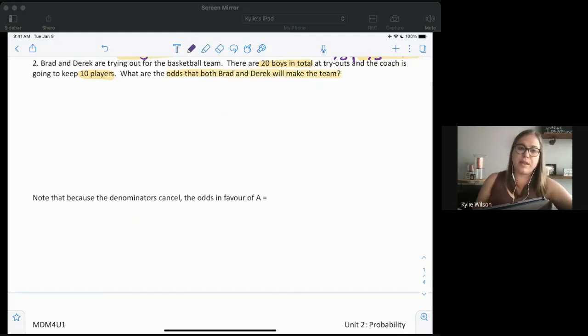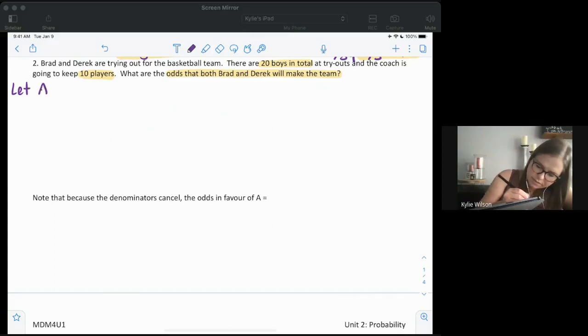So we want to determine the probability that both Brad and Derek make the team. So we'll let event A be that they both make the team. Brad and Derek make the team.